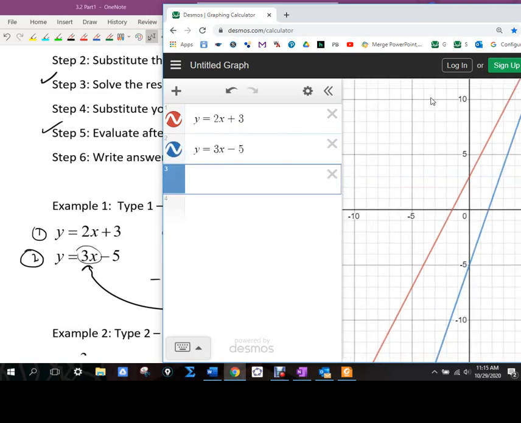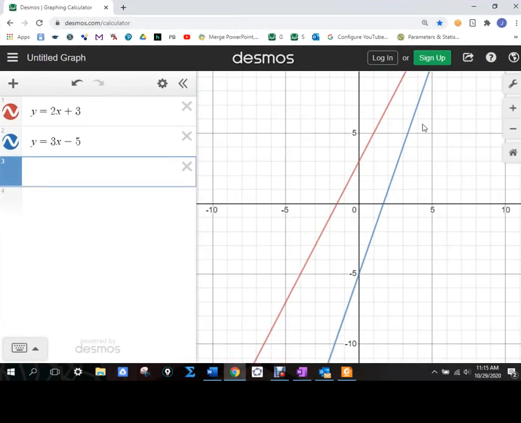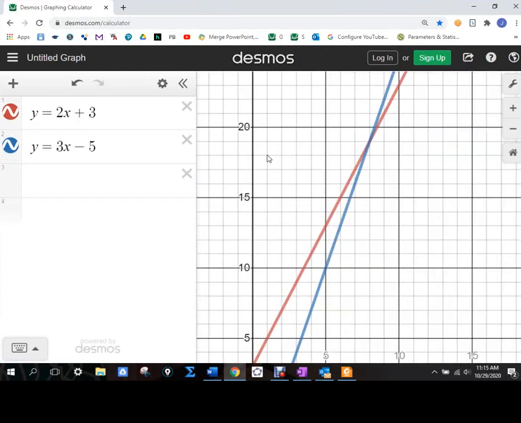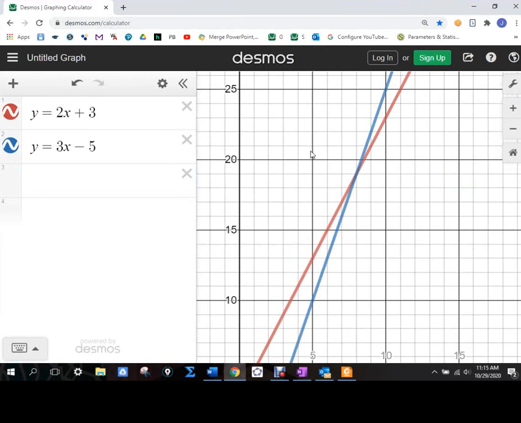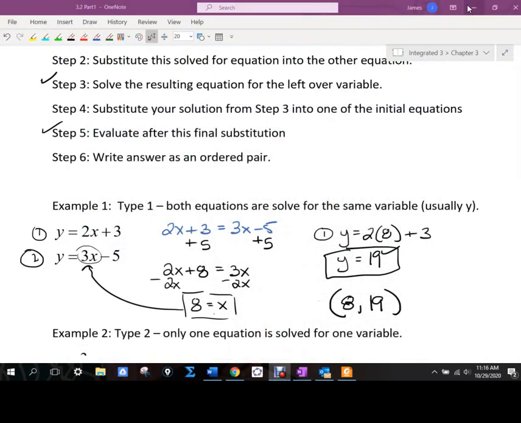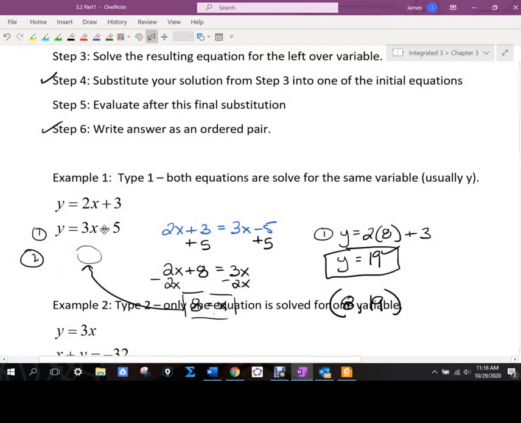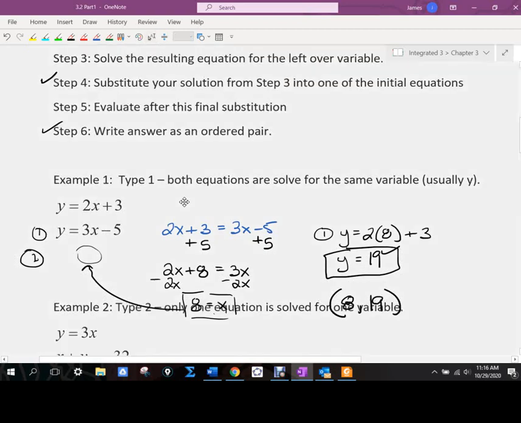You can either, like I said, use Desmos, or if you want to do it by hand, do it by hand. But remember, the answer to this system is where these cross. If I click on that point, do I get what we found by hand, 8, 19? Okay, so that's the first type of substitution. That's usually the easiest, when they're both solved for y, and then you can just set the two parts over here equal to each other. All right, that's one example.